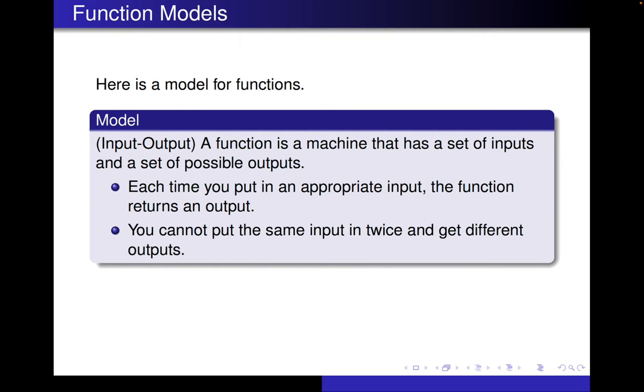And there's some sort of consistency in how this input-output works. What can happen is you can put in an input, it'll give you an output, and if you put in the exact same input as before, it will give you the exact same output. So you can never put the same input in twice and somehow get two different outputs. But you could put two different inputs and get two different outputs from those different inputs, but not from the same input.